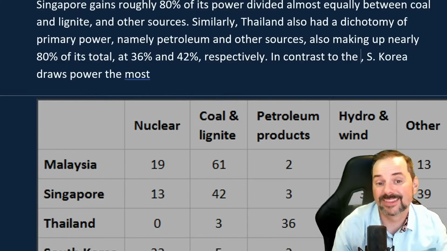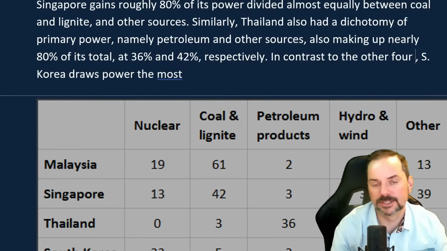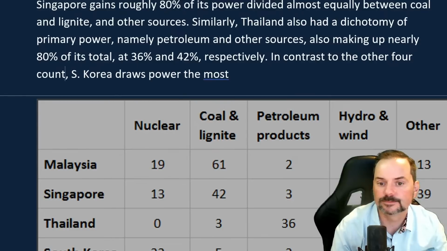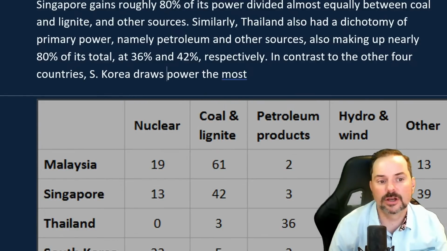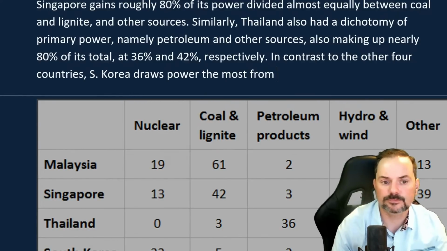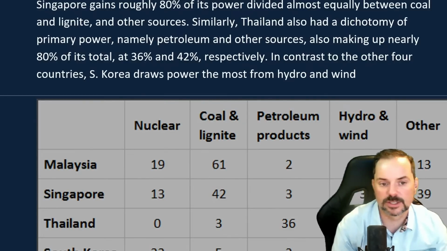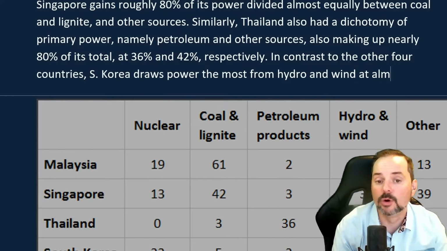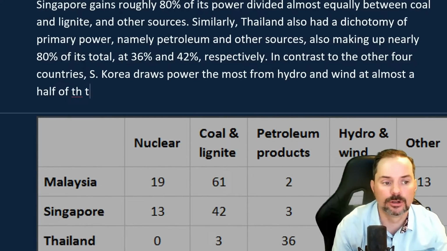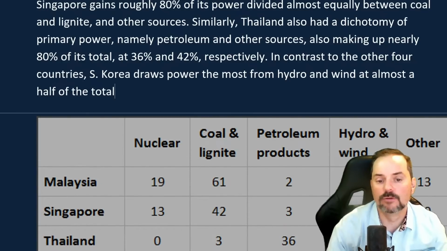To the other four countries, right? Because there are probably some countries that draw a lot of power from hydro and wind, like Holland. South Korea draws power the most from hydro and wind. I'm going to keep it all small. They are titles, so if you write big, it's okay, but I think it looks better this way. So from hydro and wind at almost a half of the total. Okay, so 48%.